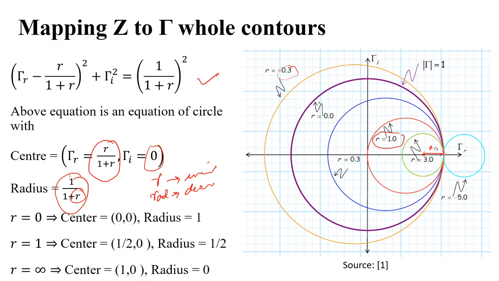So we are within this one. If R is more than 0, it is positive. All these circles will lie within this region. So they will lie within this region, and they are concentric circles.